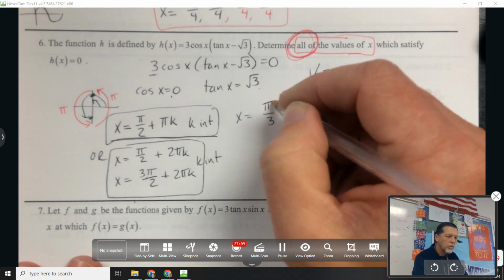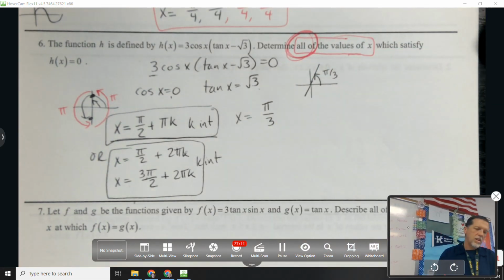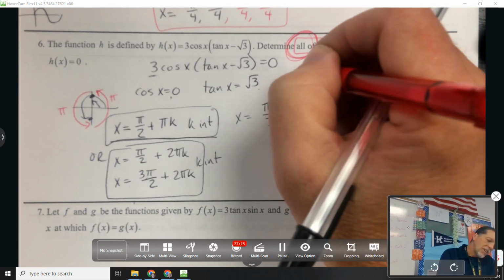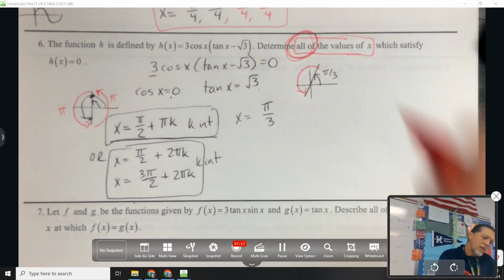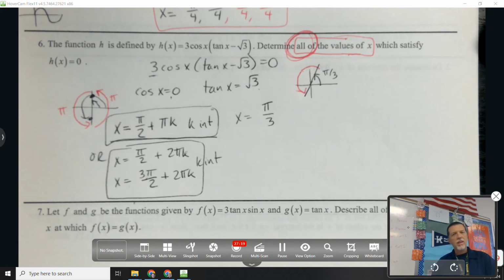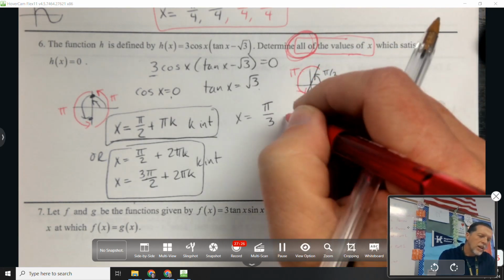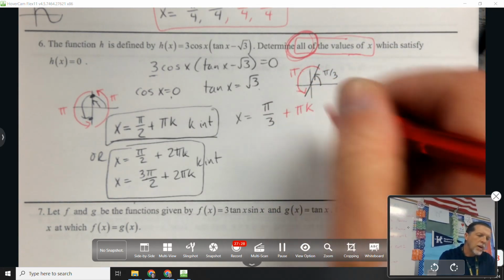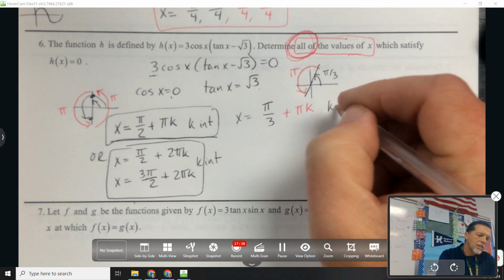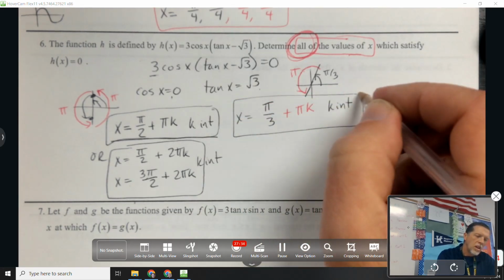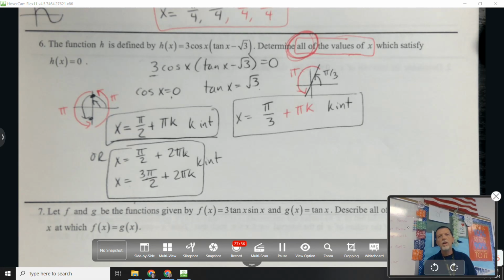So pi over 3 is one answer. How much of a rotation is it to get to the next answer? Oh, wait, that's just pi. It's a 180 rotation. It's pi away, and then pi away, and then pi away. So it's kind of the same thing, plus pi k, where k is an integer. K is any integer for this particular problem.